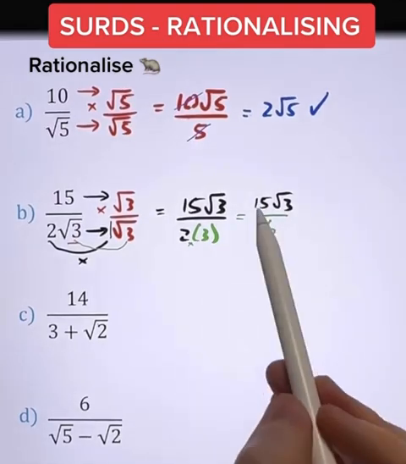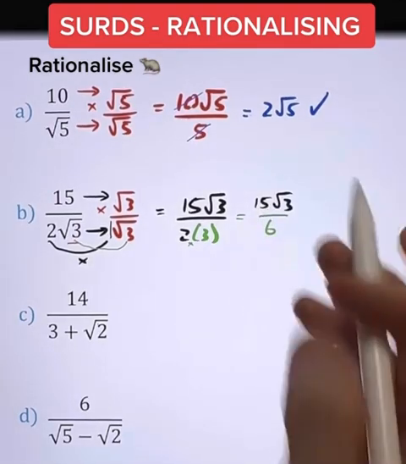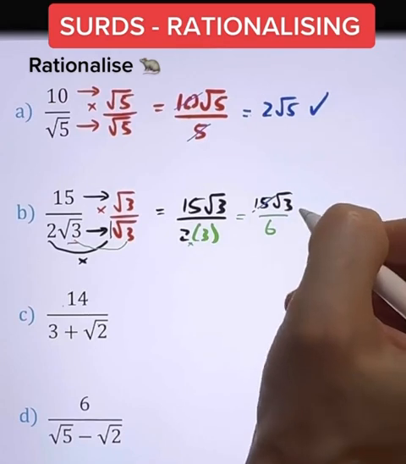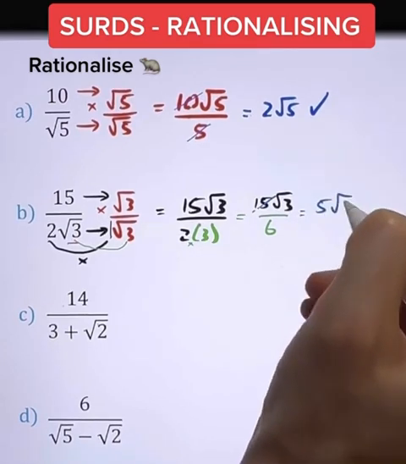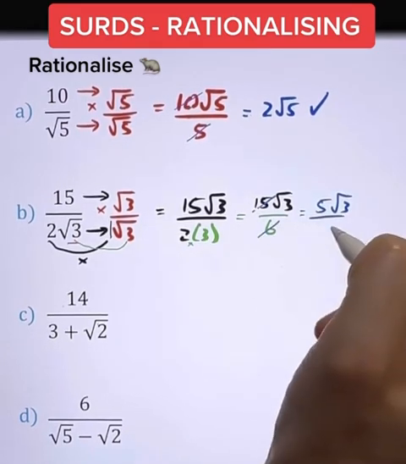Simplify my answer. I know 15 over 6, I can divide top and bottom by 3. Well, 15 divided by 3 gives me 5. So I've got 5 lots of root 3 on the top. And the bottom 6 divided by 3 gives me 2.